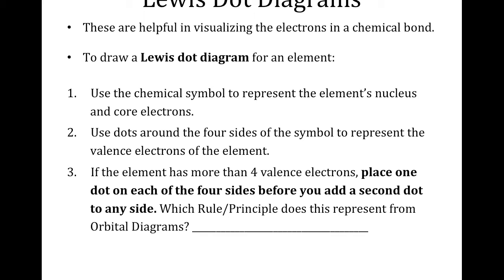Which rule or principle does this represent from orbital diagrams? If you remember, we had 3 rules from orbital diagrams, and one of them said that we have to fill each orbital with 1 electron before we start double filling. And if you remember, that was Hund's rule. Ms. Wyrens likes to think of that as the sleepover rule. If you have 3 beds in a house, 2 people aren't going to sleep in 1 bed if there's an empty bed available. So that helps us follow Hund's rule.